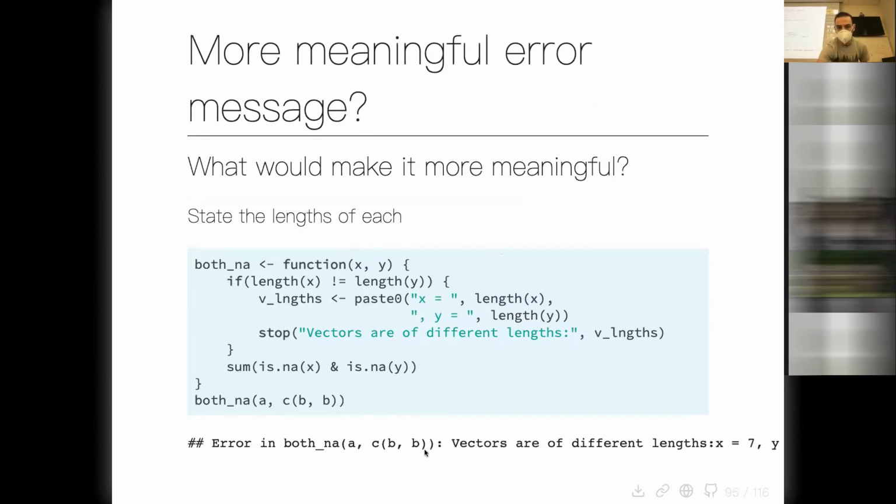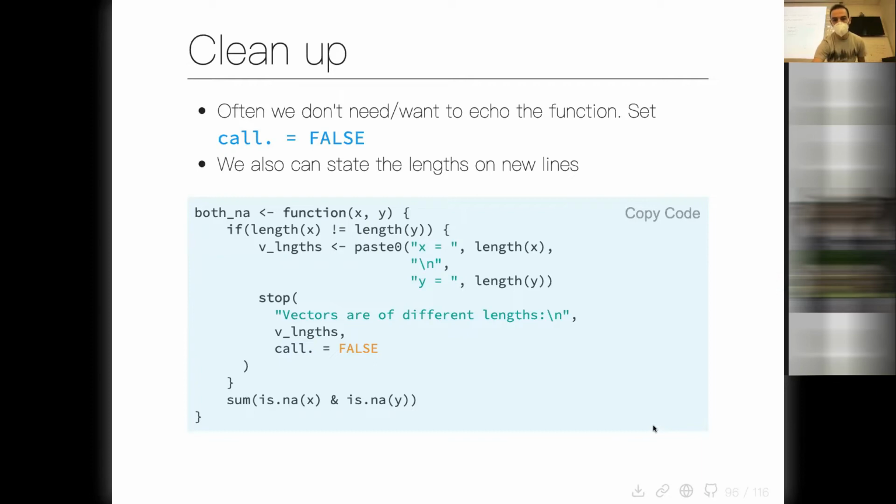So when I go back here, notice how it says error in NA, A, C, B, B. All of this part, that's the call, right? It's just echoing the call that you had and then printing the error message. You might want to do that. That's the default. Very often I find it's not helpful and it just makes for longer error messages.